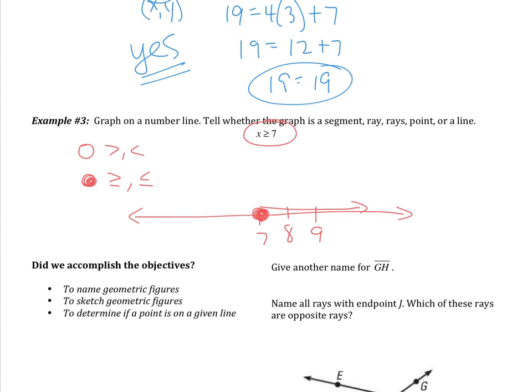All right, so what picture did I just form? Well, to me, this looks like a ray, because I have an endpoint and a line going off in one direction. So there you go. That's our first lesson. If you have questions, bring them to class, and then we will spend a second day with this.